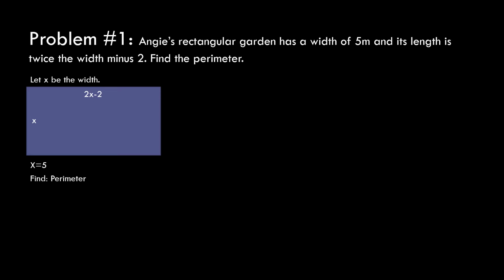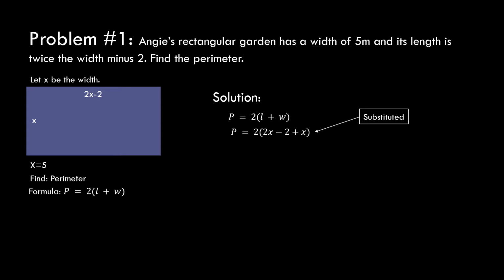So, of course, we are going to find the perimeter, and the formula for this problem is P equals 2 open parenthesis length plus width close parenthesis. So let's proceed with the solution. First, we're going to copy the formula, and after that we are going to substitute the value of the length, which is 2x minus 2, and the value of the width, which is x. After that, we are going to substitute the value of x, which is 5.